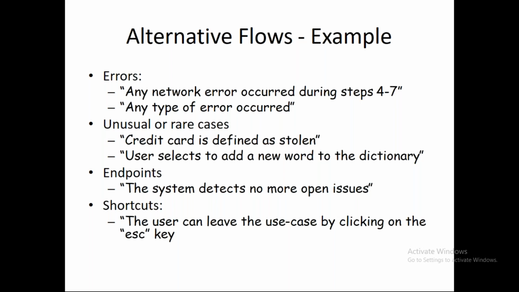Unusual or rare case scenarios. Credit card is defined as stolen. Sometimes you see unusual errors. How do you want the system to respond for unusual cases? And endpoint. Sometimes the system has no more open steps to go forward. It is a kind of deadlock. Either you cannot go forward, there is no button for it, or you cannot come back, there is no button or link to come back. So how does the system have to respond?